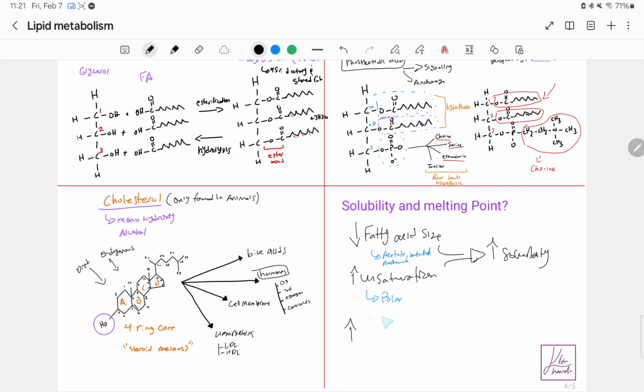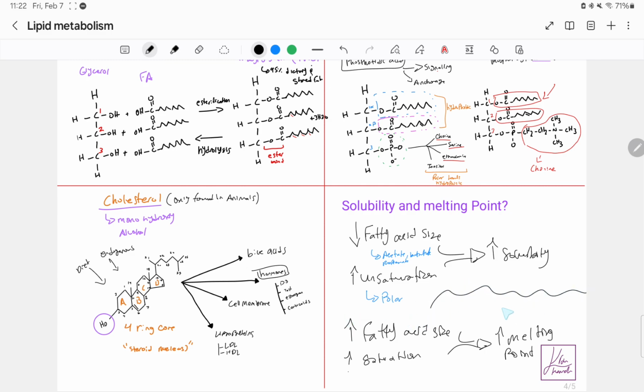What about the melting point? Well, the higher the fatty acid size and the higher the saturation, the higher the melting point. And this should make sense to you. Again, I always like to think of it like this: butter is very much saturated, and so it makes sense that it has this high melting point. And if you increase the fatty acid size, it just takes a longer time to break down something that's this many chains long, whereas something that's this many chains long breaks down faster.